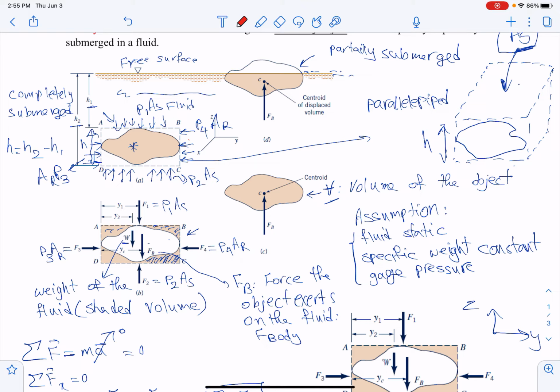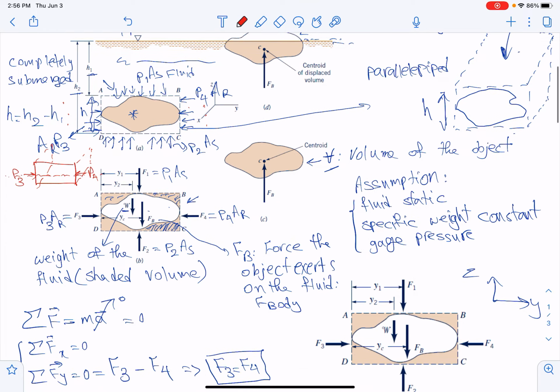So if we look at the object here, from the left hand side, all of the pressures that you can see are in the same direction. If we say that this is right, this is left, and this is right, and this is P4 and this is P3, because they are at the same elevation and it's fluid statics, then P3 and P4 are equal. The areas that they are acting on are also the same, so it means that F4 and F3 are the same.